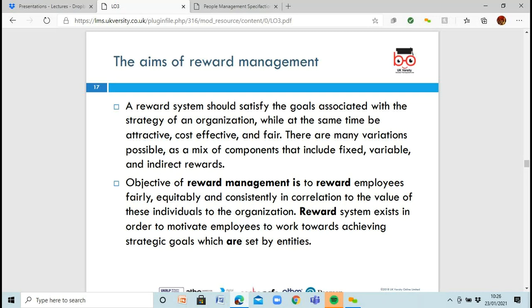So the objective of reward management is to reward employees fairly, equitably, and consistently in correlation to the value of these individuals. The reward system may exist in order to motivate, like I was saying with the example I used from myself in my younger days. You're motivating your employees towards achieving strategic goals. So at that time, the company was happy because their sales were being driven up. As an employee, I was happy because I was getting an extra reward of vouchers.